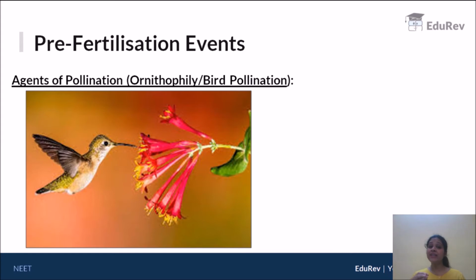Now, you will find that these flowers are much more brightly colored as compared to insect pollination. That's the first thing that you need to remember. Secondly, the amount of nectar that they provide is also much more than what you will find in insect pollination. Now, why so? Obviously, a bird will draw in much more nectar than what an insect can draw in. So remember, bird pollinated flowers always have more nectar as compared to insect pollinated flowers, and they are way more brightly colored as well.